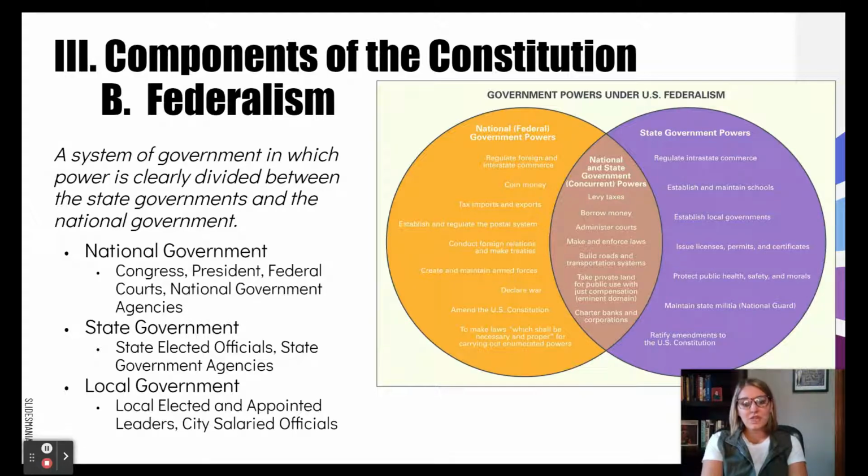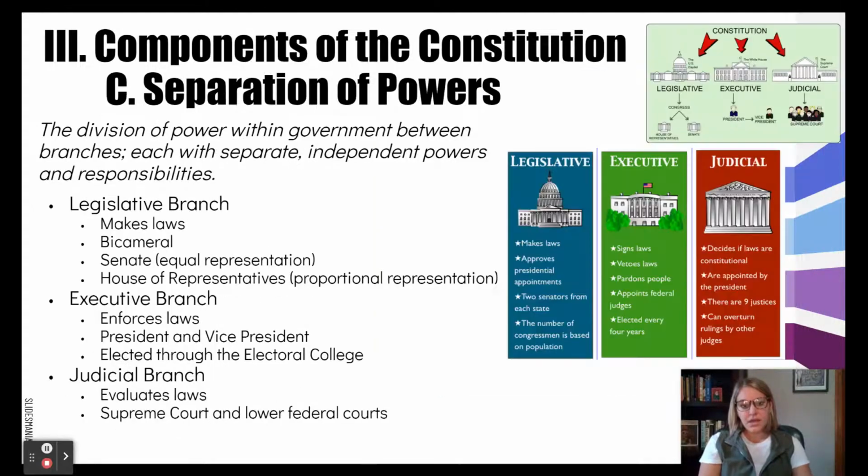But now in the Constitution, that power is going to be both allowed by state and federal governments. So then you can see that there are different parts of government as well. So the national government will include Congress, president, federal courts and agencies, and so on. So we see not only that power is going to be divided, but also the government is going to be separated into these 3 aspects: national, state, and local.